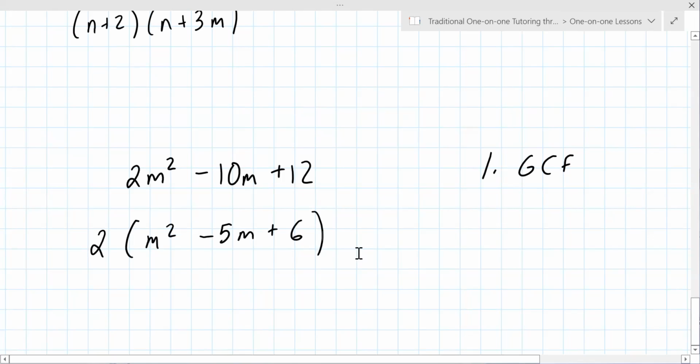Okay, so this is not a perfect square trinomial. The reason I know is that you have to be able to take the square root of both the first and the last term. And I don't know the square root of 6, and nobody does, because it's irrational. But this is a different type of factoring. You're trying to find two numbers that multiply to 6, but add up to -5.